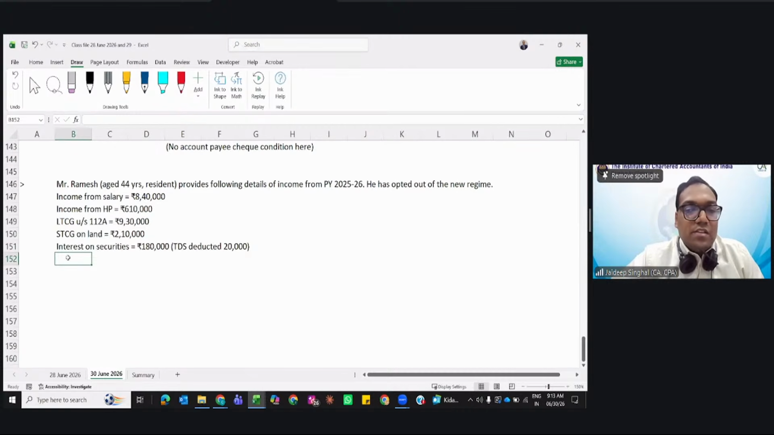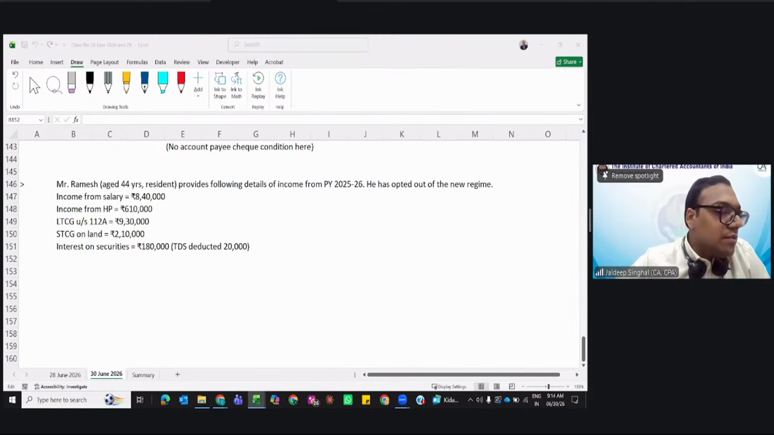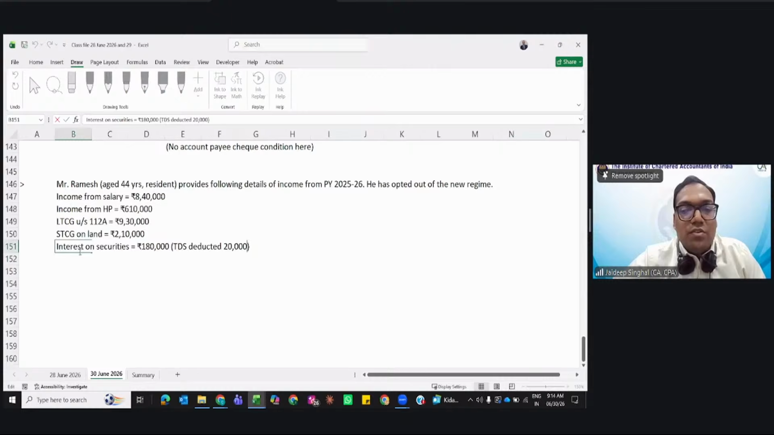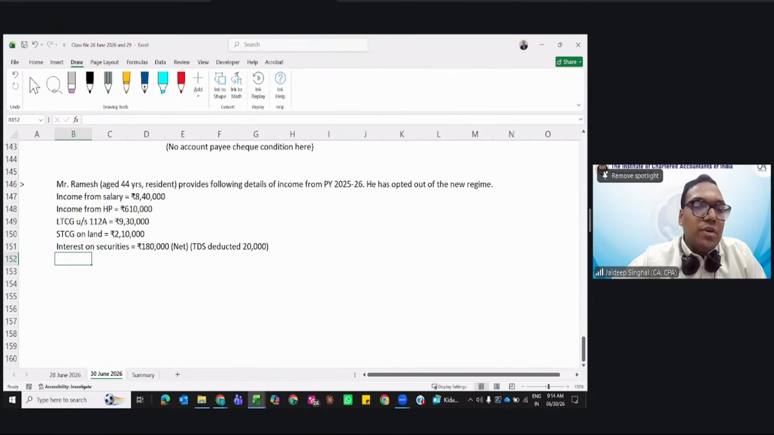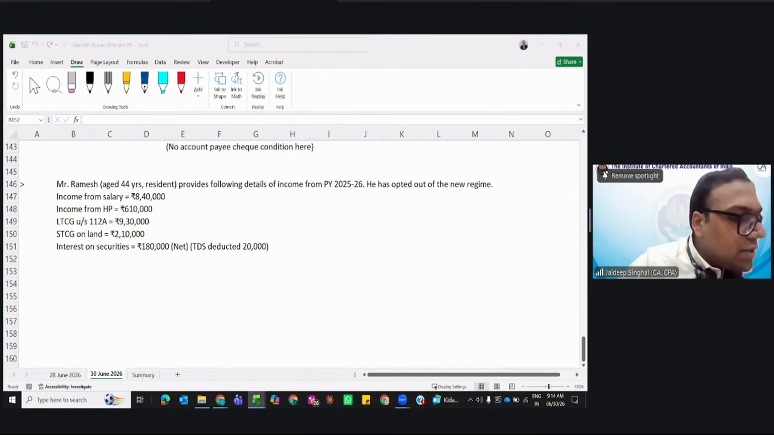The next item I'm giving you is interest on securities, 1,80,000, TDS deducted. Now, this concept of TDS, I think you haven't done it. Okay, I will tell you. Whenever the bank is giving you interest, they deposit some amount with the government. That is TDS. The gross income will be 2 lakhs. Now you have received 1,80,000 in your bank. This is the net, and TDS is deducted, so your income is 200K. Next is interest on securities. We are done.